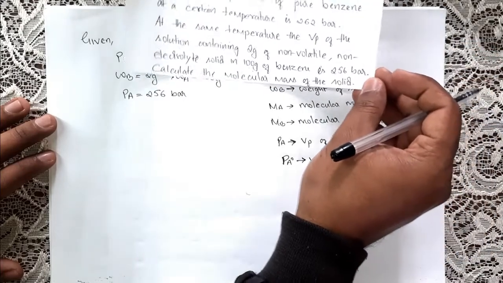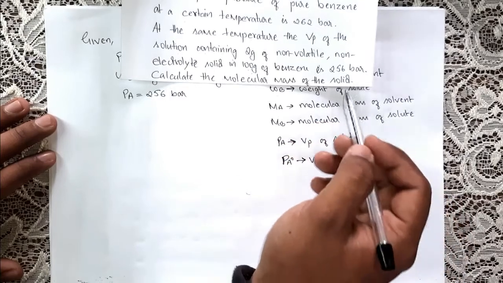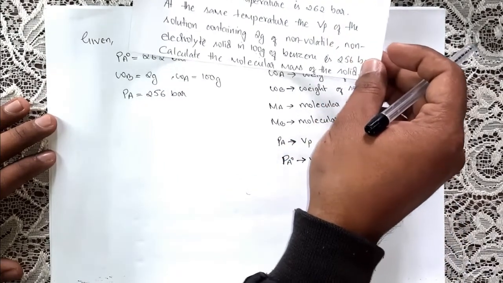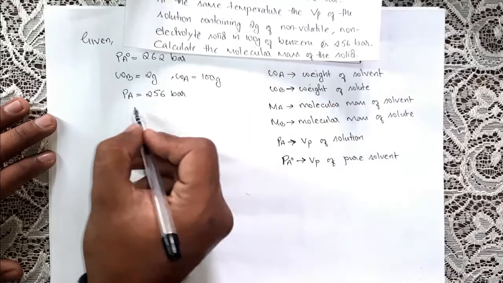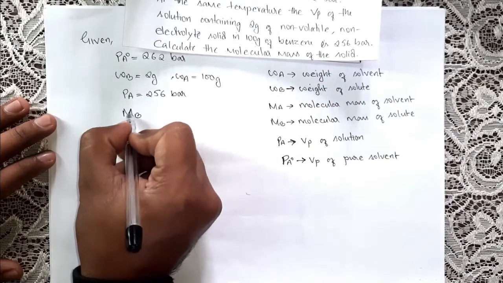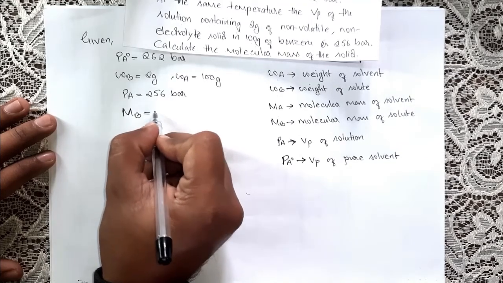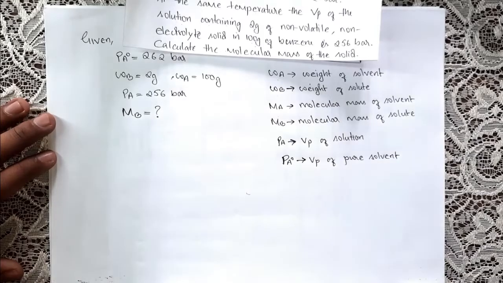So what is the question asking you? Calculate the molecular mass of the solid. So it's asking you to calculate the molecular mass of the solid. So what becomes your molecular mass of the solid? It becomes MB, sorry. MB becomes your molecular mass of the solid. So this becomes your question mark out here, because the solid we are adding in a solvent.